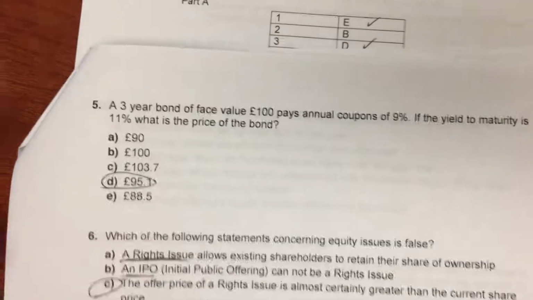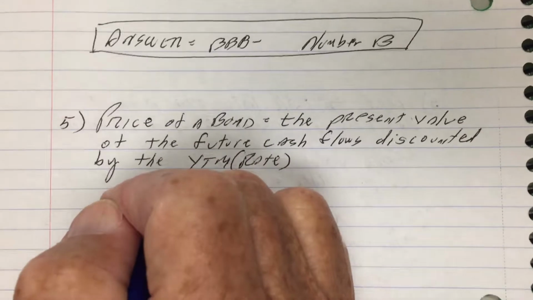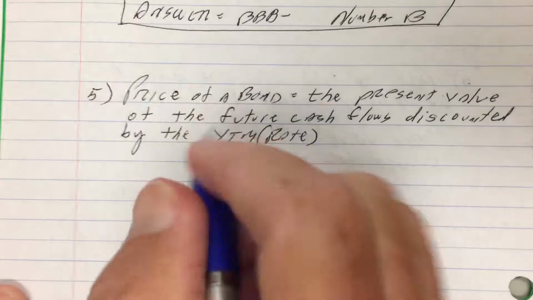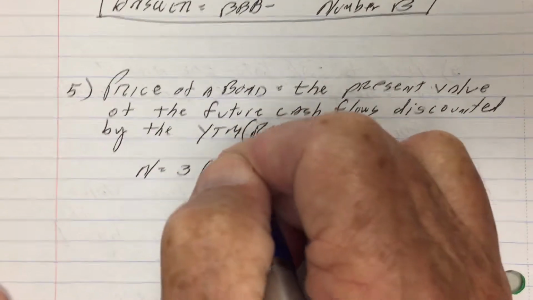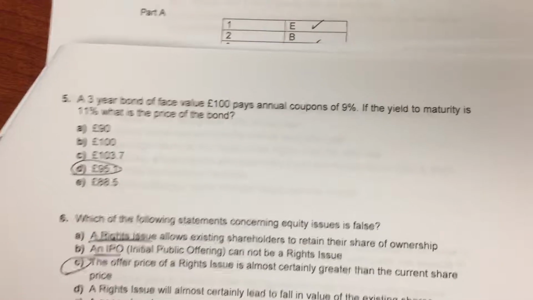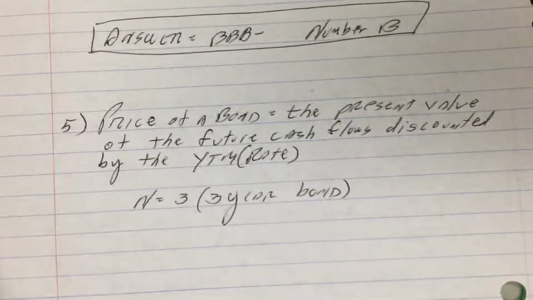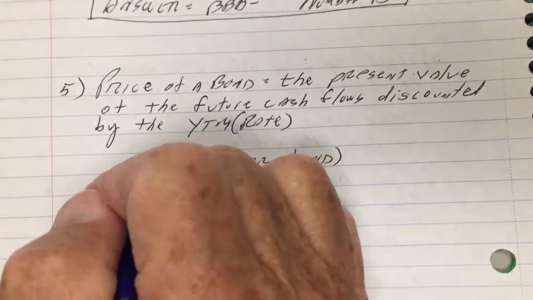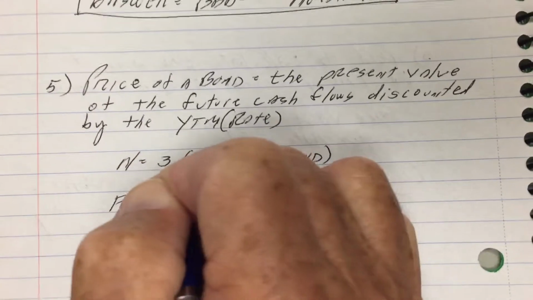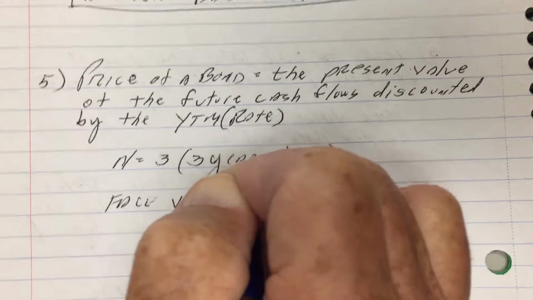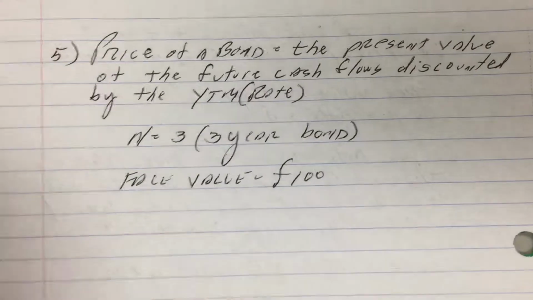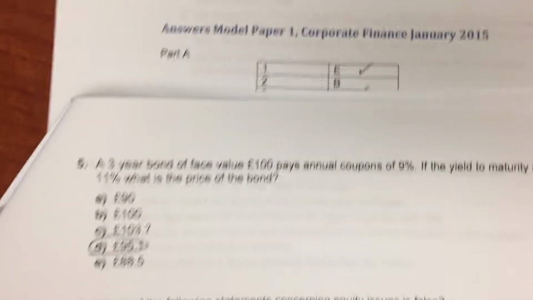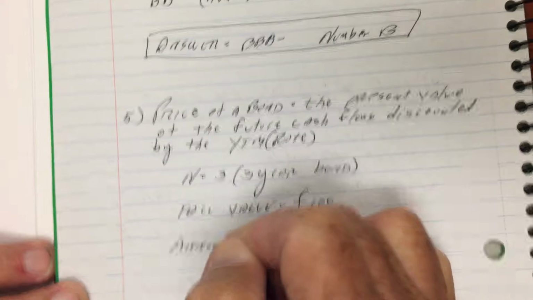So in our case, we've got N, which is going to be the number of periods, equals 3, because it's a 3-year bond. The bond pays the face value, which equals 100 pounds. It pays an annual coupon of 9%.